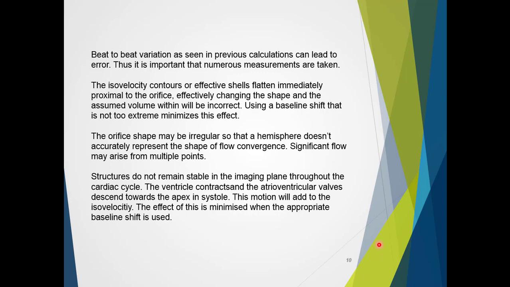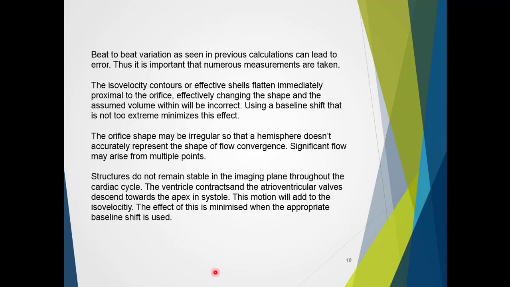Beat to beat variation seen with previous calculations can lead to error. Thus, it is important that numerous measurements are taken. Even in sinus rhythm, a sonographer averaging 3 to 5 measurements will deliver a more desirable result than when only a single point is taken. In the presence of atrial fibrillation or very frequent ectopic beats, then up to 8 measurements will deliver the desired accuracy.